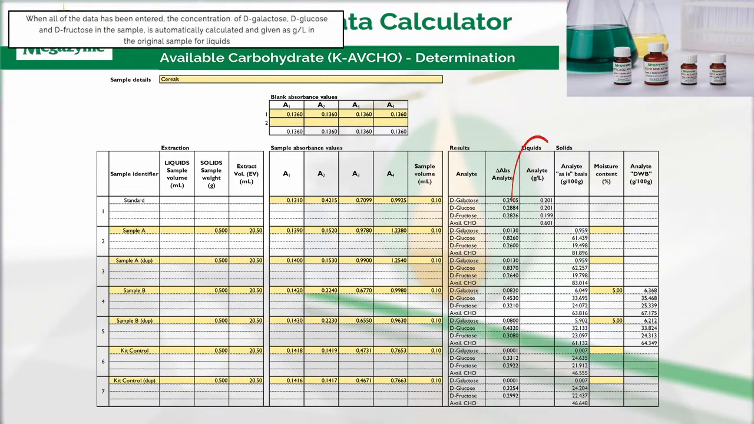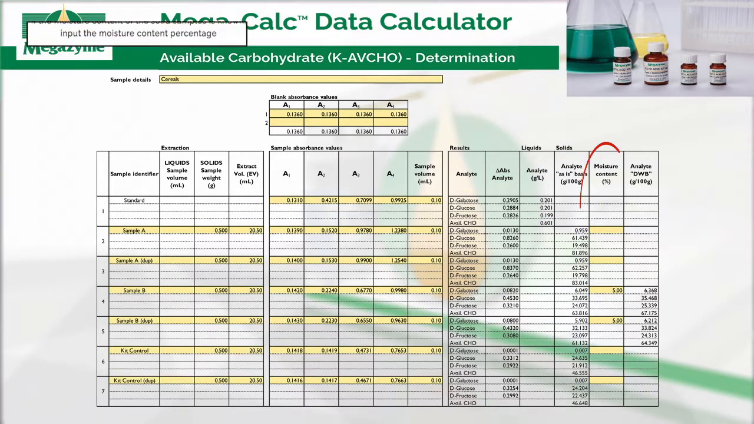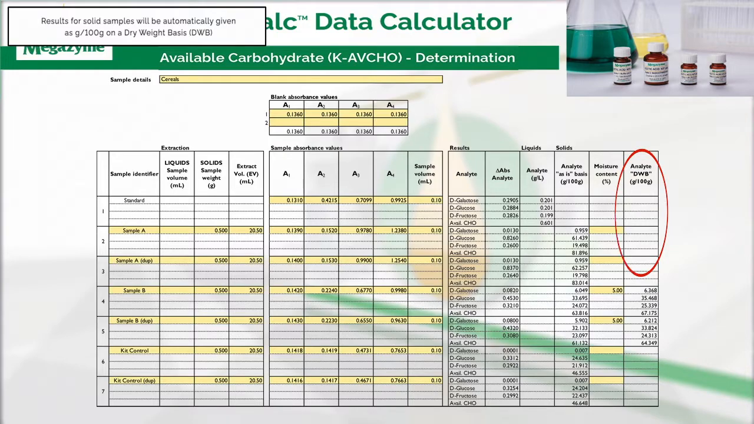When all of the data has been entered, the concentration of D-galactose, D-glucose and D-fructose in the sample is automatically calculated and given as grams per litre in the original sample for liquids, or as grams per 100 gram on an as-is basis for solid samples. If the moisture content of the samples is known, input the moisture content percentage. When this additional data is entered, the concentration of each analyte is automatically calculated and given as grams per 100 gram on a dry weight basis for solid samples.